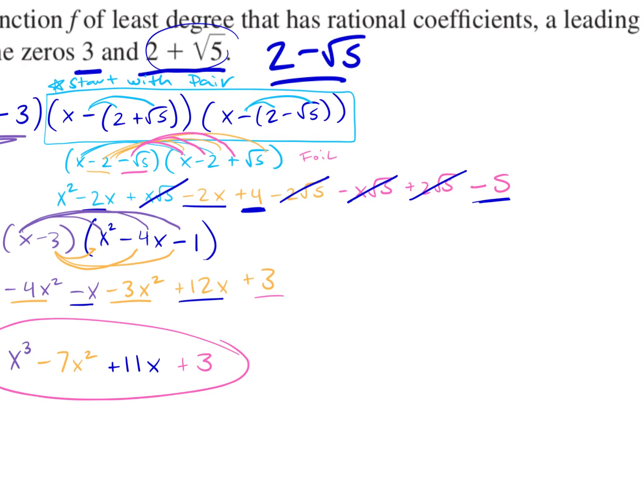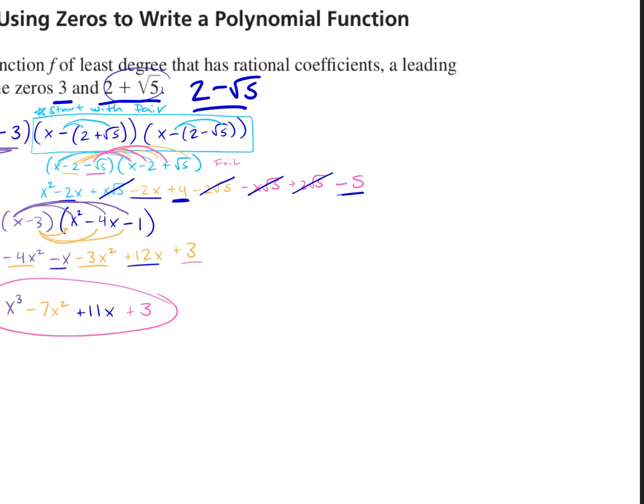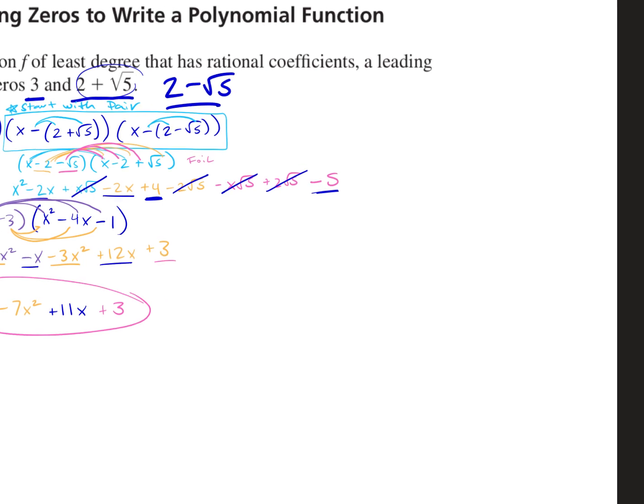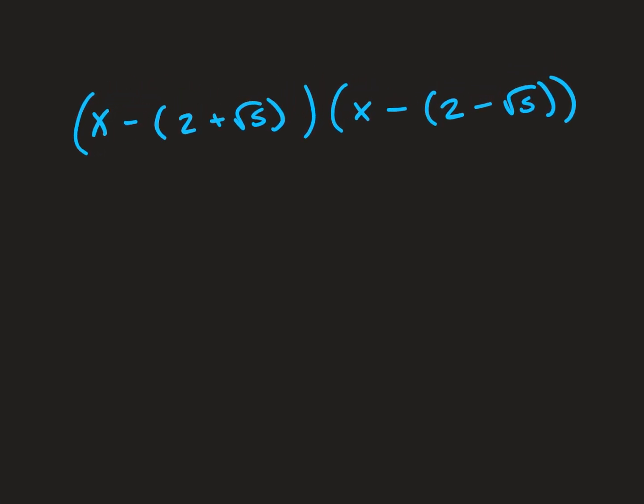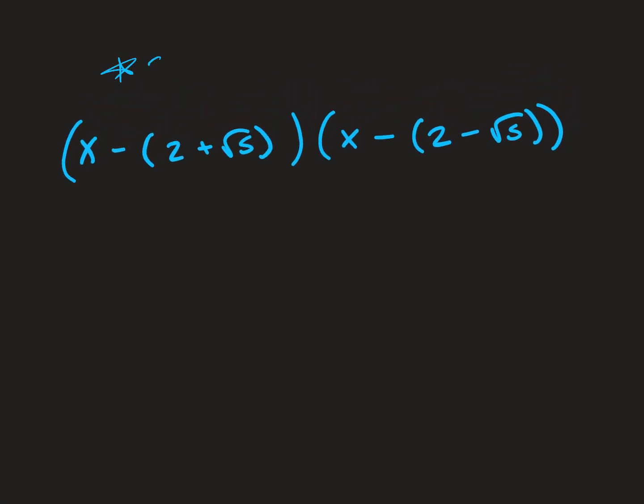Okay. I'm going to show you the shortcut to multiplying conjugates. So I had x minus 2 plus square root 5 and x minus 2 minus square root 5. So back to the beginning-ish. So this is the shortcut.